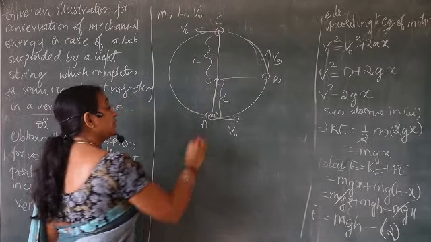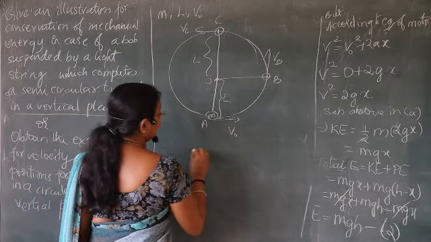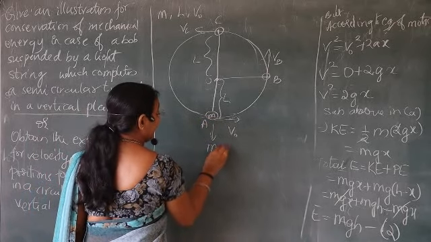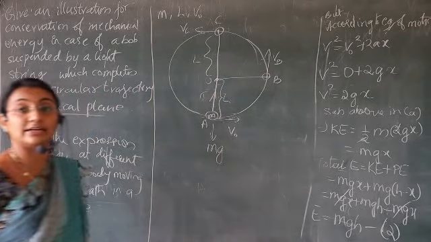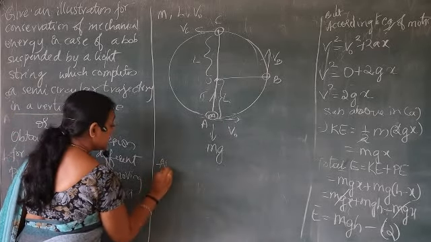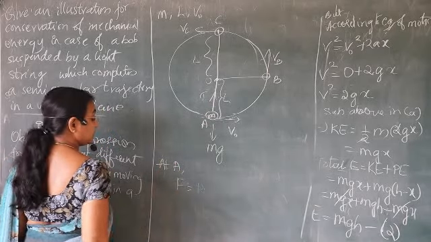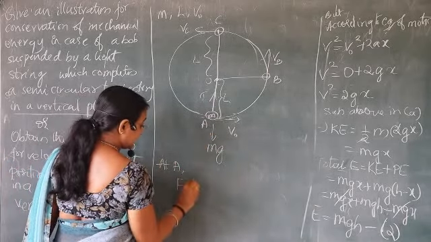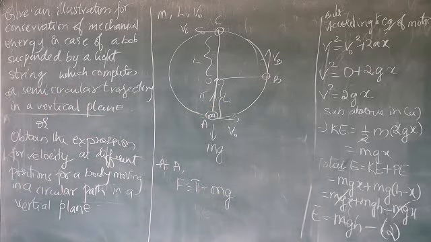So what forces are acting on this body when it is at the point A? When the bob is at the point A, one, due to the weight, a force is acting on the body, and another, due to the tension, a force is acting on the body. So what is the total force on the body at the point A? The total force present in the bob is F is equal to T minus mg. Correct, no?